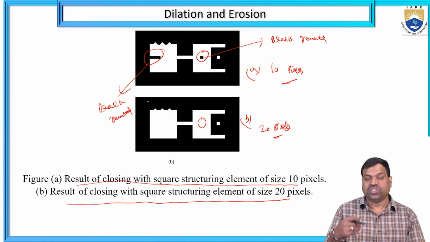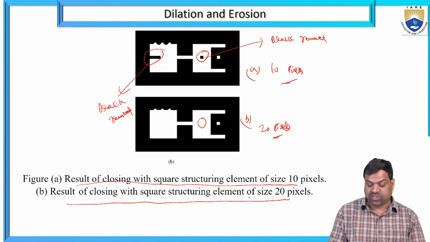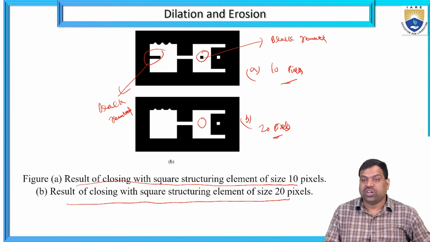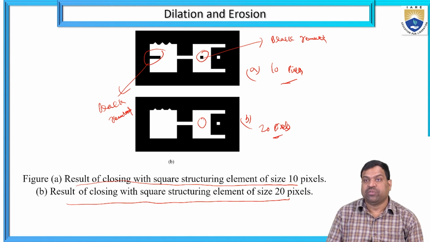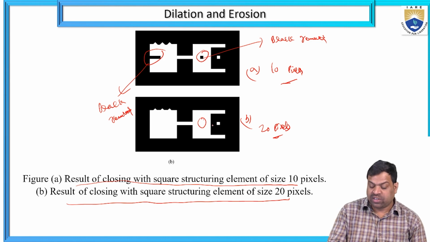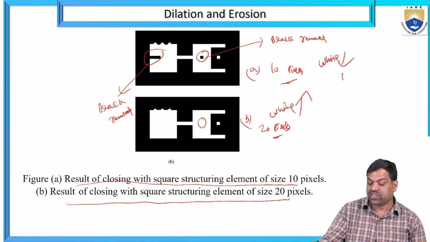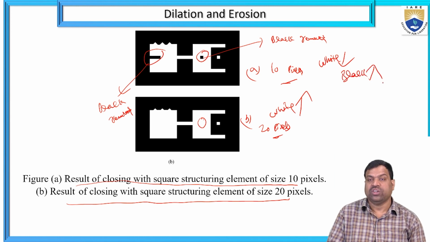So black is removed means obviously white is replaced. Here also it is like this only. So what has happened is that 10 pixels are converting to 20 pixels. Why are 10 converted to 20? Here white is higher, white is more compared to here. Here black is high. So 10 pixels are converting to 20 pixels. That is the dilation process.